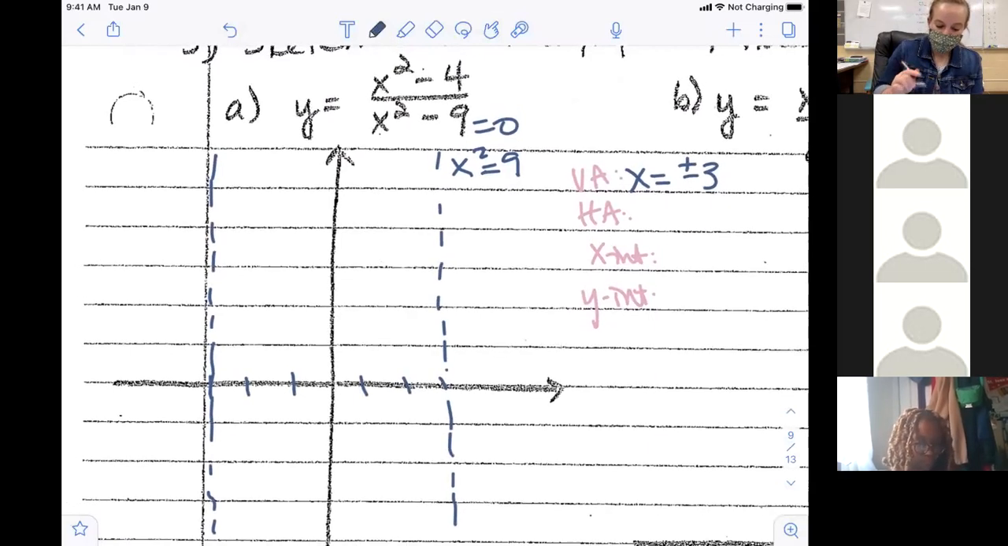My horizontal asymptote comes from the coefficients. My exponents are both squared, squared on top, squared on bottom, so I'm going to look at whatever is in front of them. There's nothing physically written there, so we assume it's a 1. So my horizontal asymptote is 1, and I'm going to do my dotted line through 1.